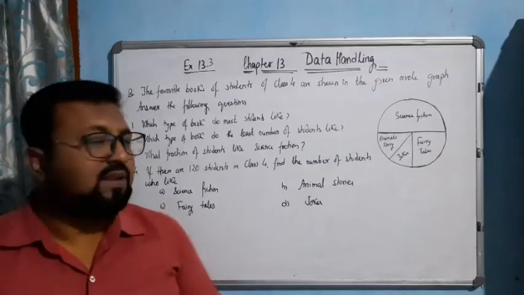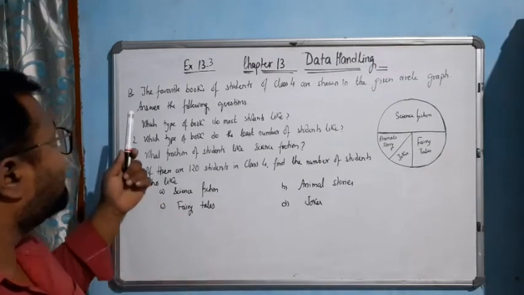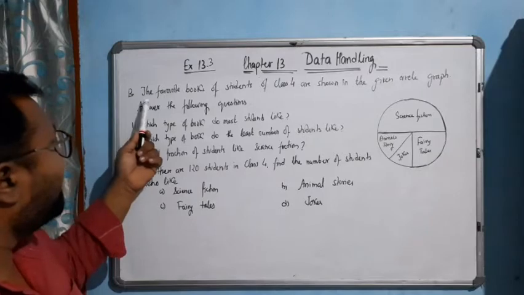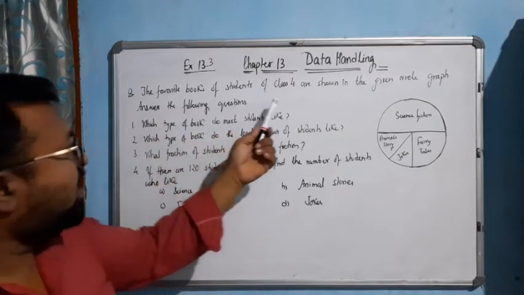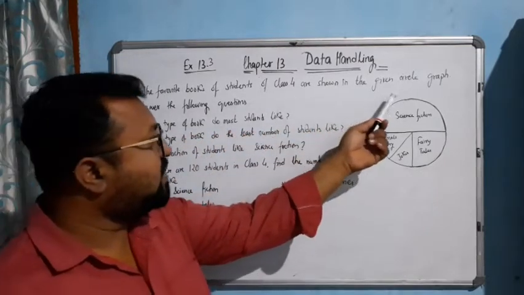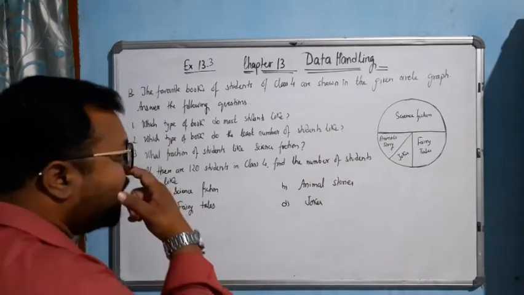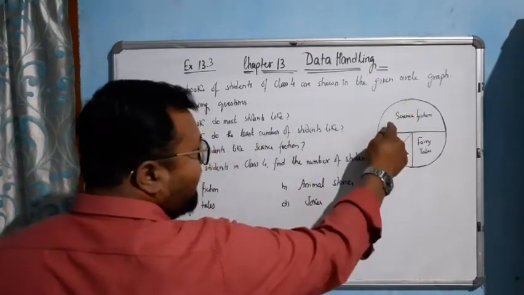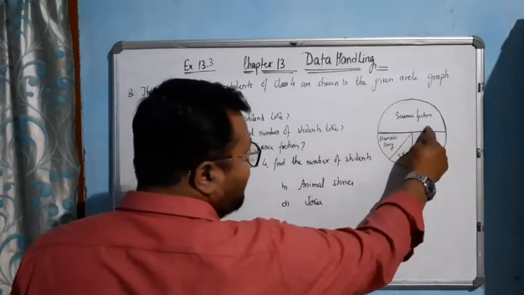Hello students, come to the next question of this exercise 13.3, question number B. The favorite books of students of class 4 are shown in the given circle graph. Here you can see the half part of the circle is science fiction.